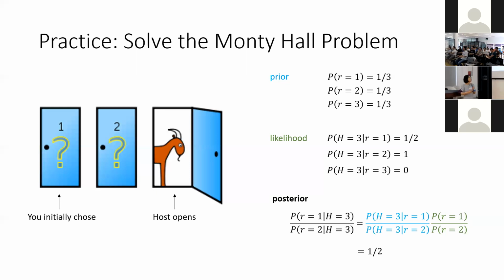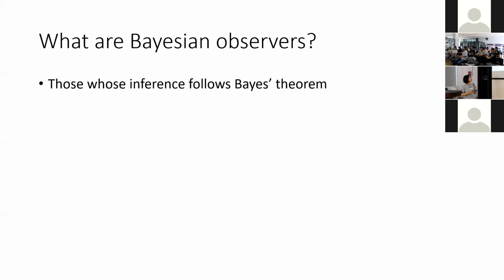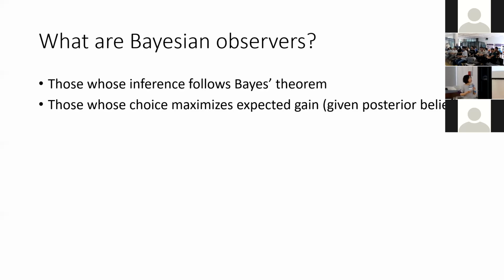Okay, so this concludes the Monty Hall problem, but I'm also going to use it to illustrate what a Bayesian observer is. We already have the first part: a Bayesian observer means you are doing inference following Bayes' theorem. But that's just the first part. The second part is that after you get the information, you act or choose according to what you think will maximize your expected gain.